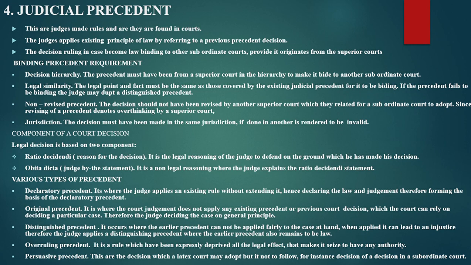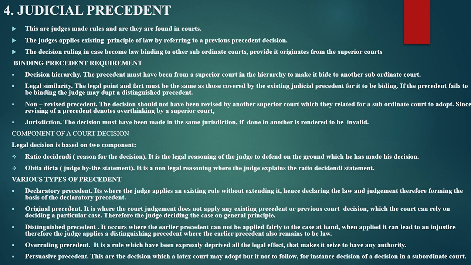So, the other requirement for precedent is jurisdiction. The decision must have been made in the same jurisdiction. If done in another, it is rather invalid. So, a precedent in a country like the US cannot be adopted in another country like Kenya, or a precedent in Kenya cannot be adopted by another country like Somalia or Uganda or Tanzania.